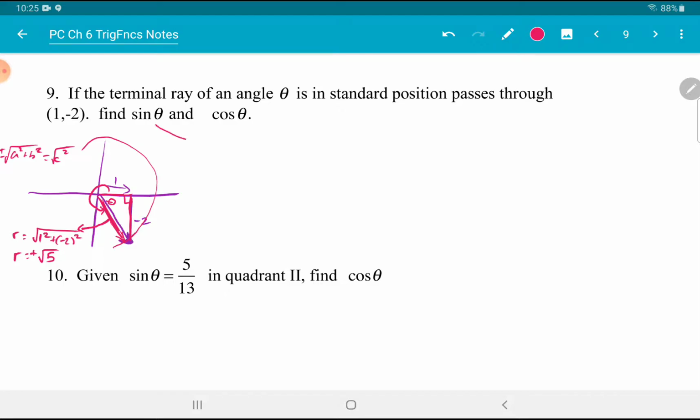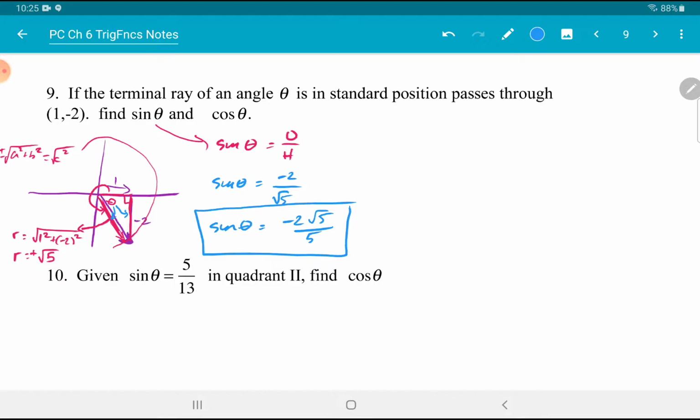Now we can set up our trig ratios, where we recall that sine of theta is equal to opposite over hypotenuse. On this triangle, opposite our angle theta is that value of negative 2. So sine of theta is equal to negative 2 over the hypotenuse, which we just found, the square root of 5. After you rationalize, you should get negative 2 square root 5 over 5.